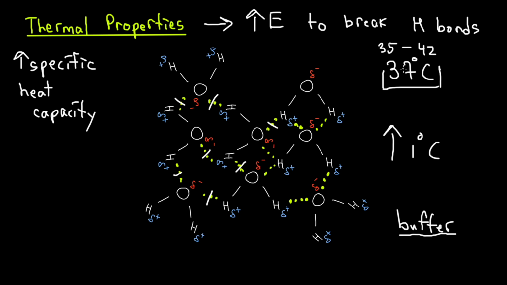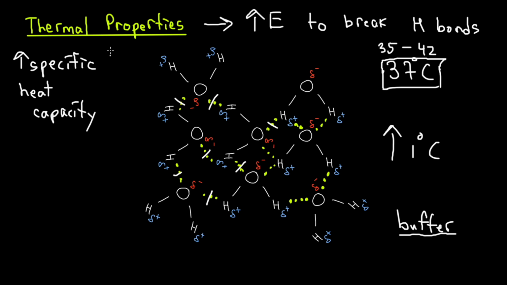And this also occurs when there's freezing temperatures outside. We're still able to maintain the 37 degrees Celsius at the core because it is difficult to change the temperature of water as it acts like a buffer, a stabilizer for the core temperature.